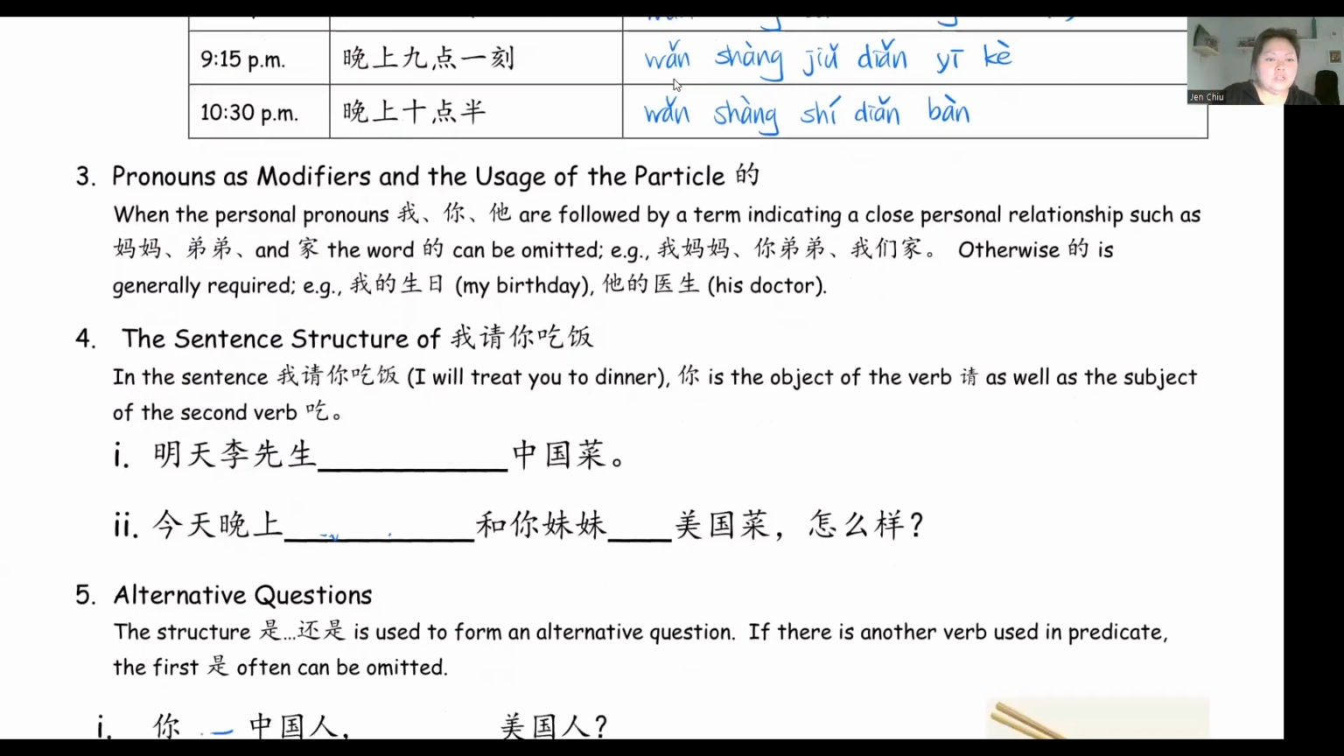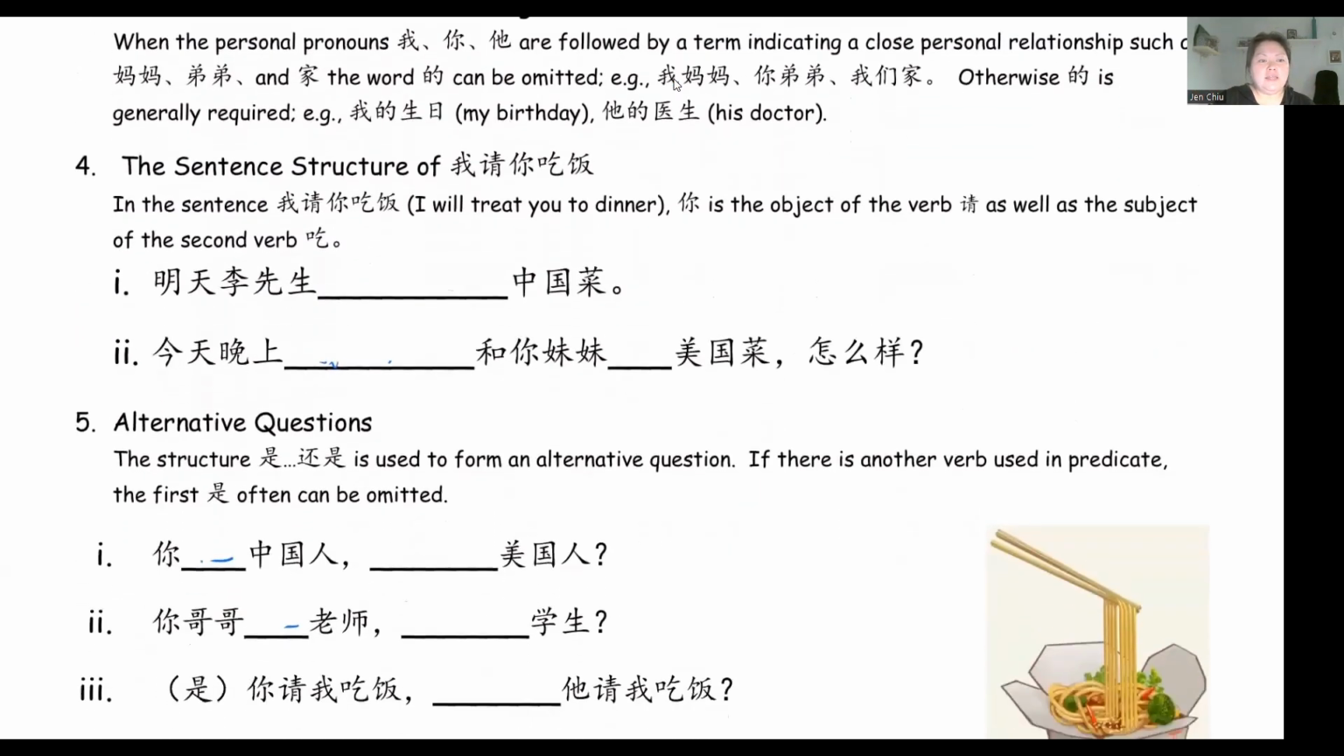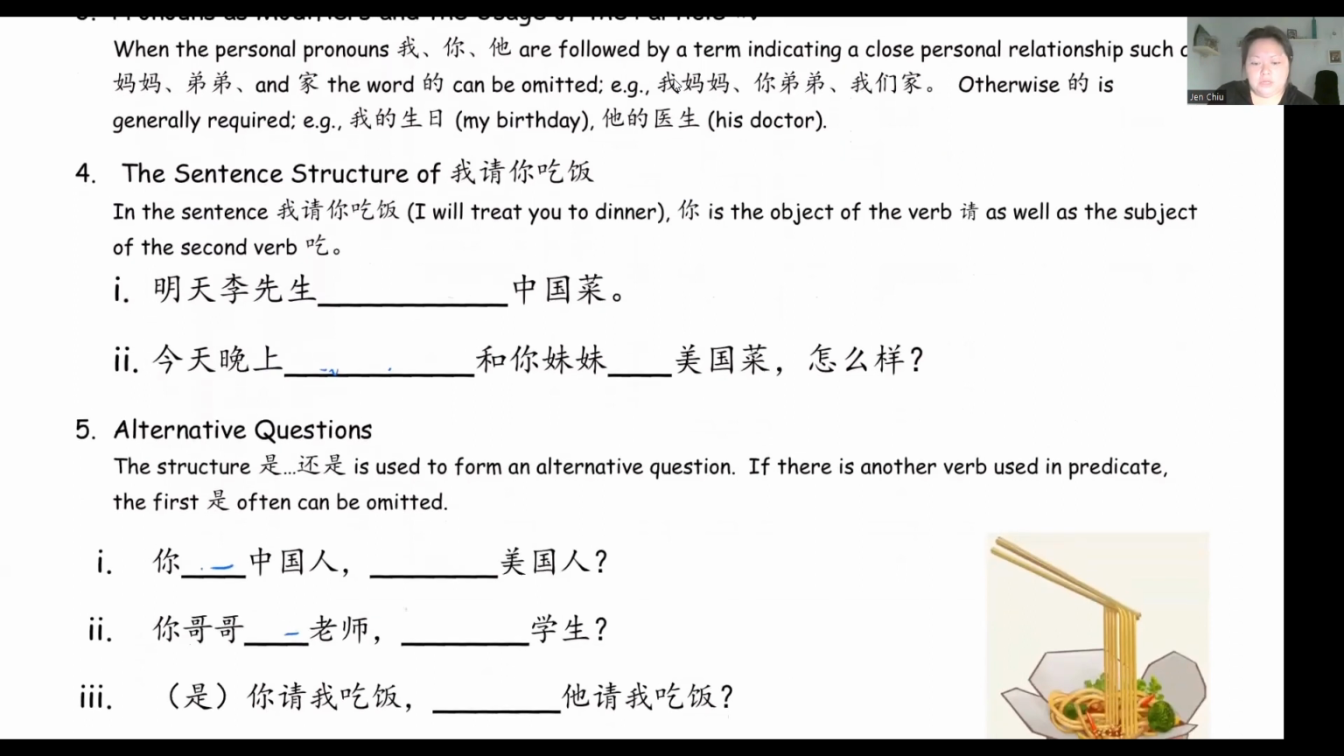All right. Sentence structure of 我请你吃饭. In the sentence 我请你吃饭, I will treat you to dinner. 你 is the object of the verb 请 as well as the subject of the second verb 吃. So both actions are referring to the same person, okay? So 明天李先生请你吃中国菜. So he's going to treat you to Chinese food, okay? 今天晚上我请你和你妹妹, so both you and your sister, 吃美国菜怎么样?